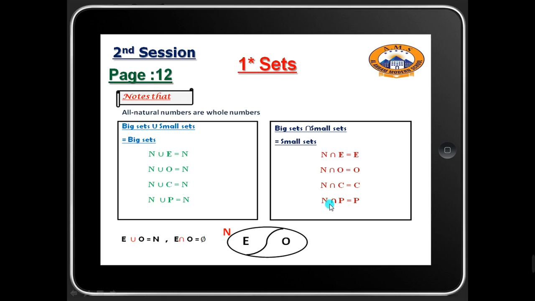And if he asks, for example here, the set of the natural numbers intersect the set of the prime numbers. We also remember the prime numbers from our previous revision. They are 2, 3, 5, 7 and 11, 13, 17, 19, and so on. So the intersection gives me the small set, which is the set of the prime numbers. So union gives me the big set and intersection gives me the small set.